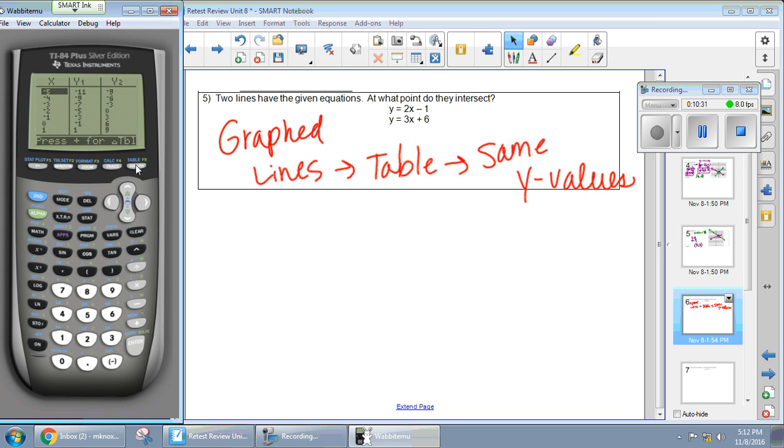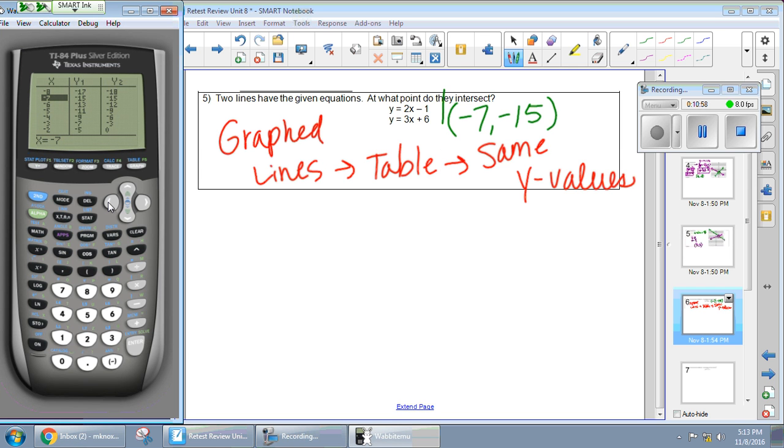Okay, so it was a negative number. I'm going to keep going. Oh, look, I passed it. When x is -7, both y values are -15. That's another way that you can use graphing for your equation. So the solution to this is -7, -15. Put a box around it. That's your correct answer.